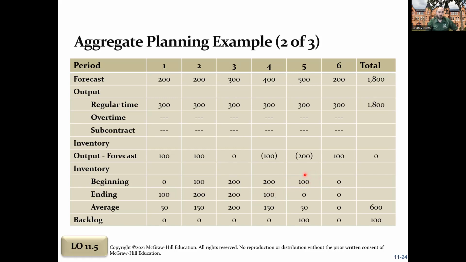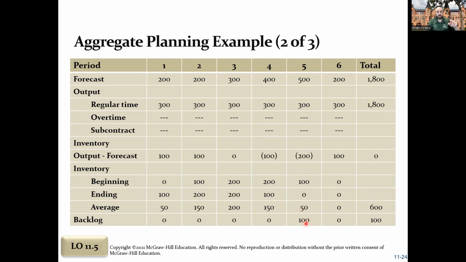Now in this period, we end up with something a little bit different because I start with 100 and I'm 200 short this month. So I have to use 100 of it. So I would finish negative 100 inventory. Can't happen. You're not allowed to ever have a negative value in ending inventory. Anything negative under ending inventory has to be moved to backlog if backlog is allowed.